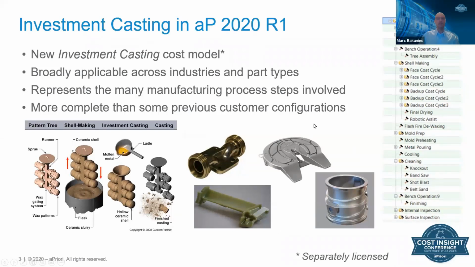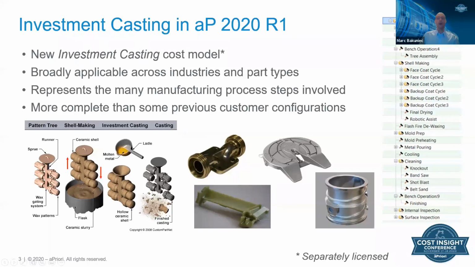In the middle of the screen, we can see some typical parts that are created with the investment casting process group. In general, a broad range of different materials is supported. For those of you who joined the roadmap presentation this morning by Julie, we do have some extensions planned on the roadmap for this cost model to add new materials and, of course, in general enhance the cost model, since this is the first version that we have created in 2020 R1.